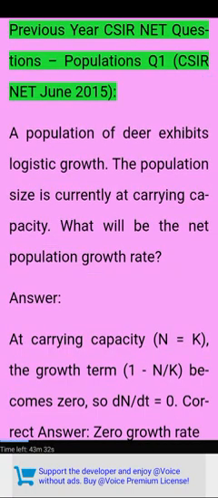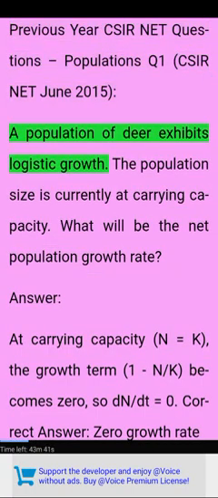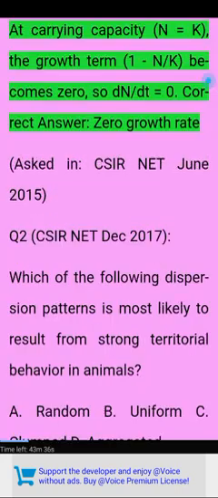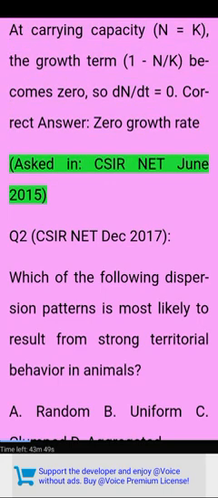Previous year CSIR NET questions. Populations. Q1, CSIR NET June 2015. A population of deer exhibits logistic growth. The population size is currently at carrying capacity. What will be the net population growth rate? Answer: at carrying capacity N = K, the growth term (1 - N/K) becomes 0, so dN/dt = 0. Correct answer, 0 growth rate. Asked in CSIR NET June 2015.